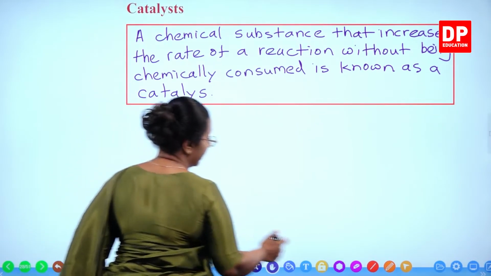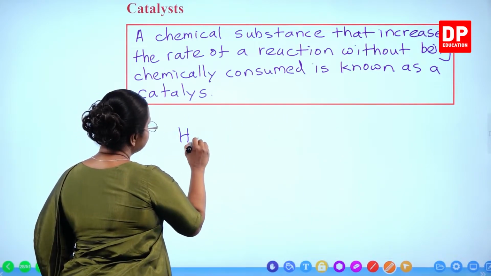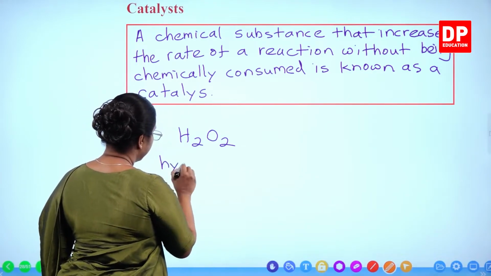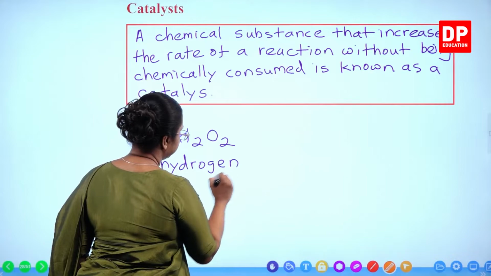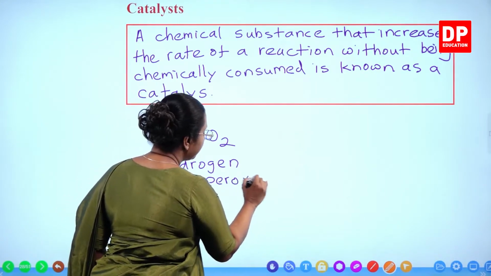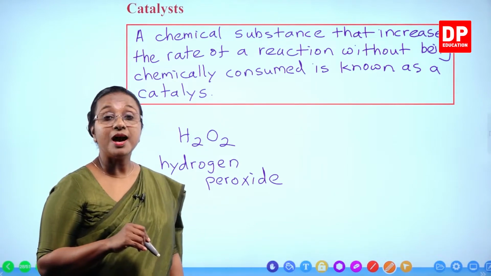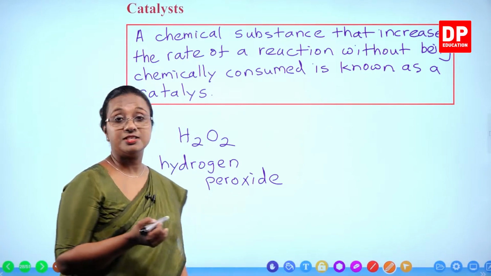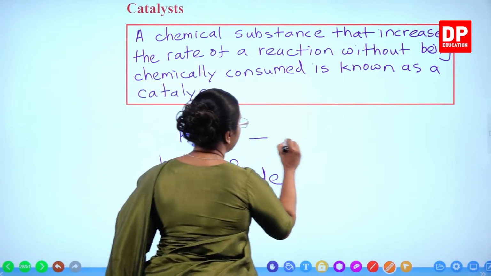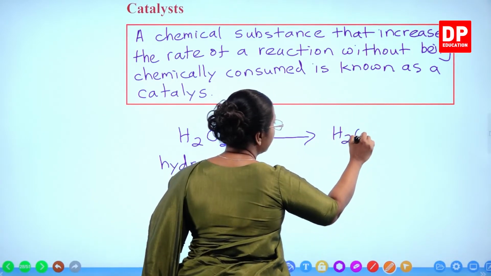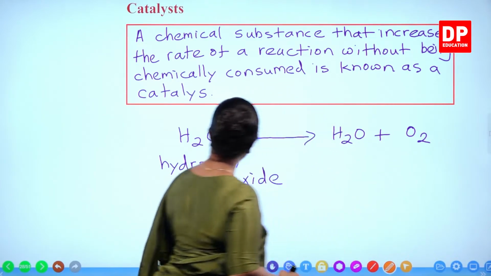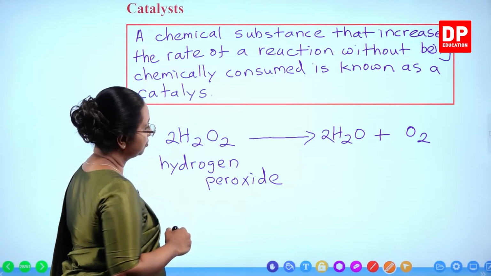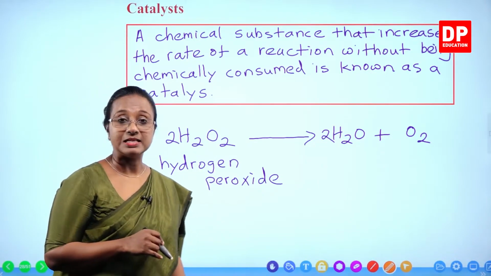So, if we look at an example, students, what is this? H2O2, that is hydrogen peroxide. Can you all remember the reaction? When we prepared oxygen, to collect oxygen gas in the laboratory, we can use hydrogen peroxide. What happens there? When you heat hydrogen peroxide, we get water and oxygen gas. To balance that, we can put a 2 there and 2 there. So, the reaction is balanced.